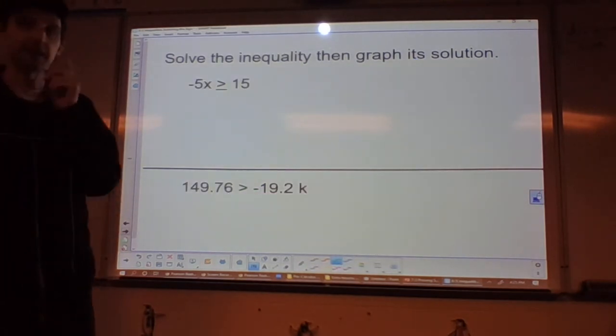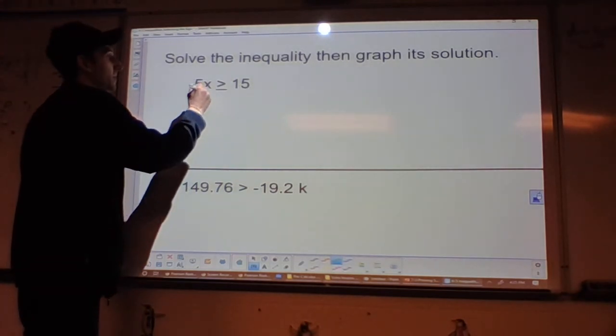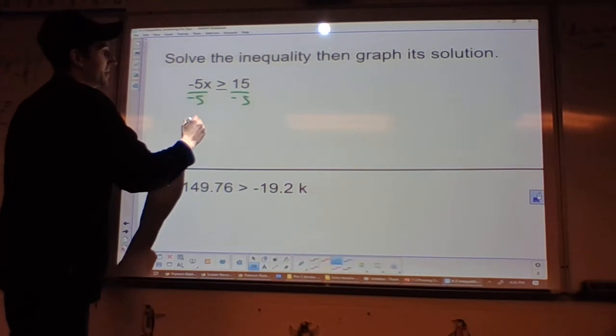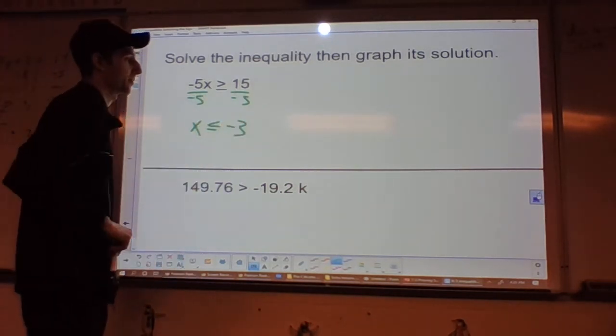All right, so what do you think? Flip or not flip? Boom. All right, this one we are flipping it because we're dividing both sides by a negative. So we divide both sides by -5. X is now going to be less than or equal to -3.